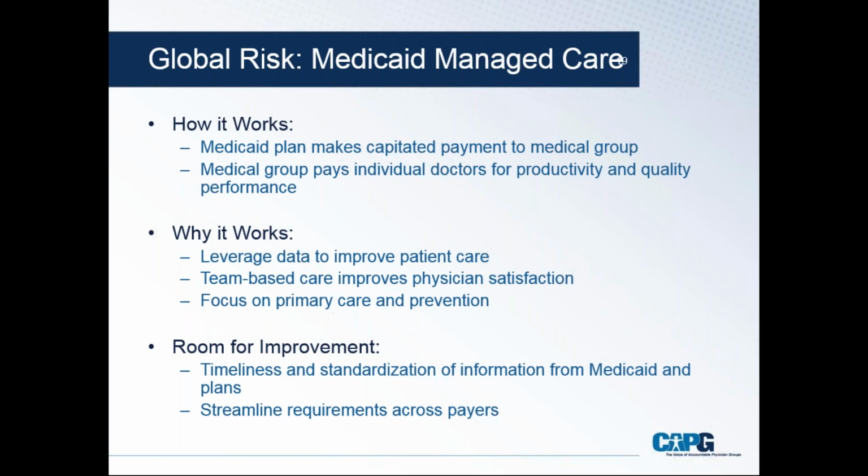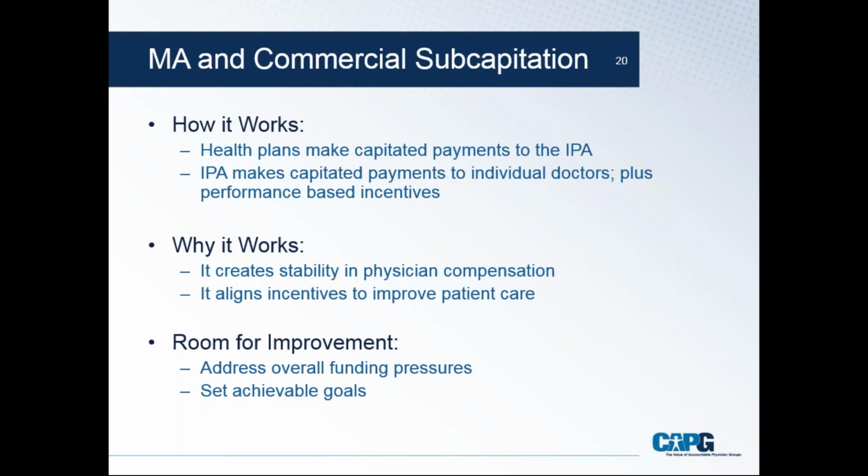In terms of room for improvement, again, a common complaint is the timeliness and standardization of information from their payers. So they need better data coming from the plan, coming from the Medicaid program, to be able to manage that patient population, despite their strong internal data analytics capabilities. What comes in helps improve what comes out, so they need good information coming in a timely fashion. And again, to streamline information and reporting requirements across payers.